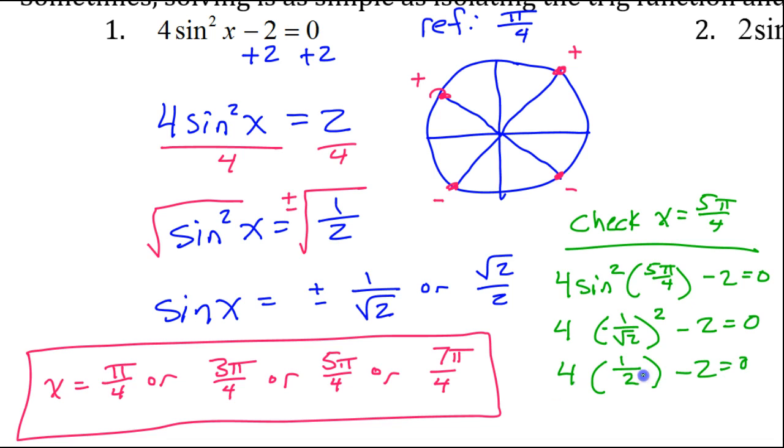Now I multiply it. 4 times a half, or a half of 4, is 2. So then I get 2 minus 2, which does equal 0. So it works.